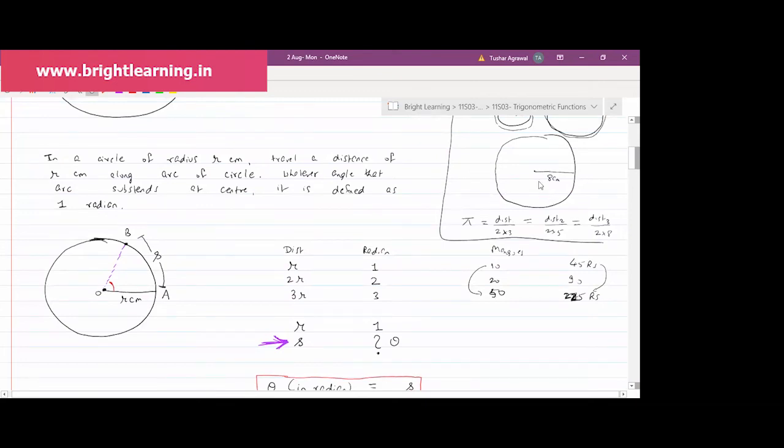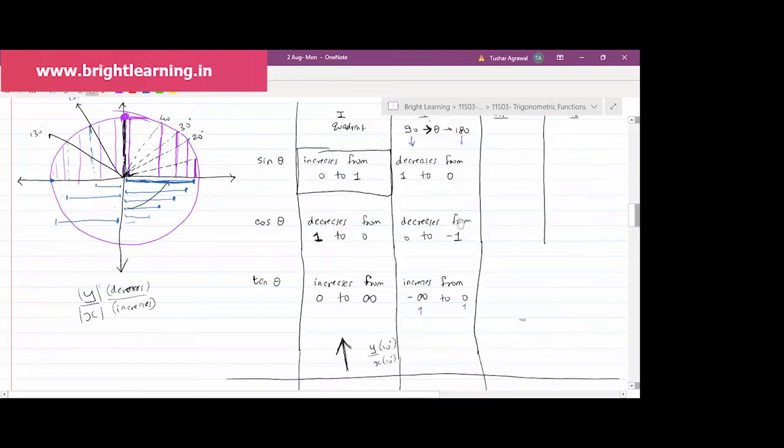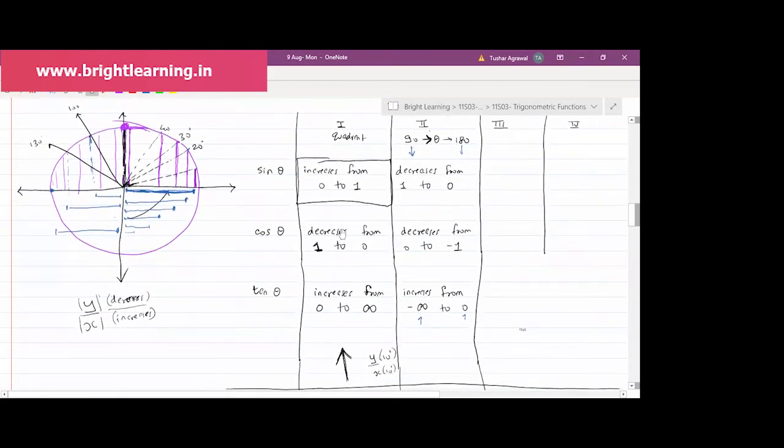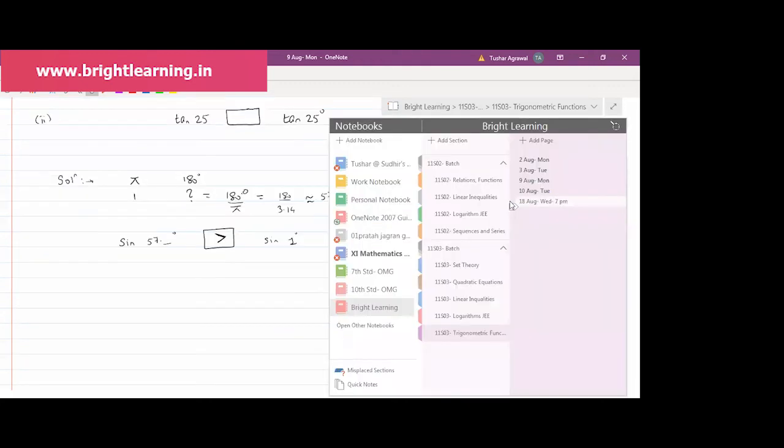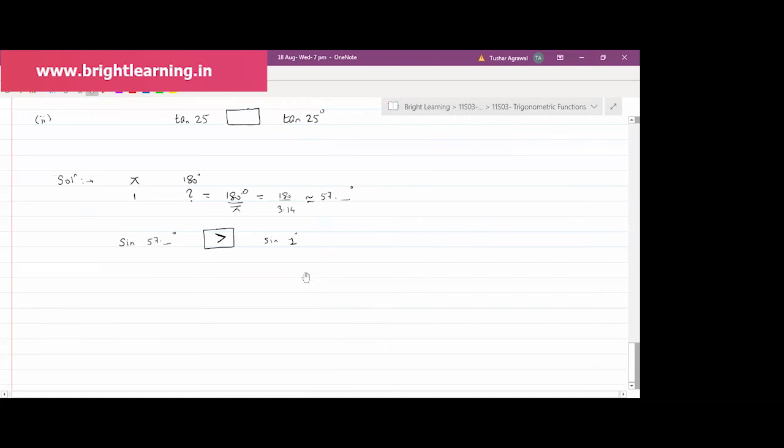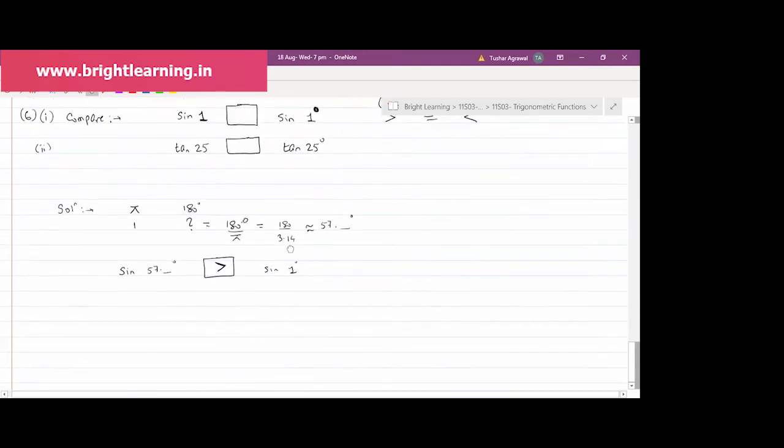Tan of theta, as theta increases from the first quadrant, sine increases and cos decreases. So the overall effect, y upon x, y is increasing and x is decreasing, so the overall effect on the fraction will be an increase only. Tan will increase from 0 to infinity, but that is only in the first quadrant. In the second quadrant, the story changes. Tan changes from negative infinity to 0, and that means it increases. Third and fourth quadrant also have to be argued similarly. But Dhananjay, you went on the right track, but you did not complete your argument.